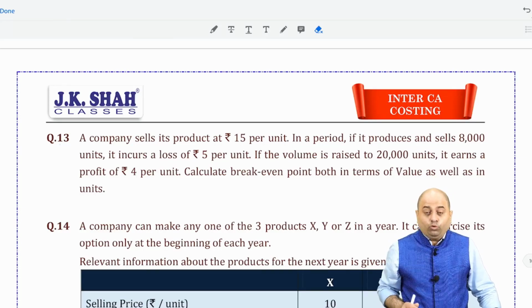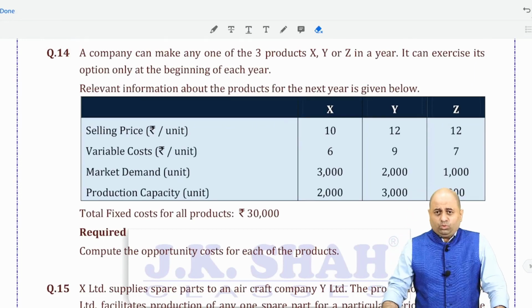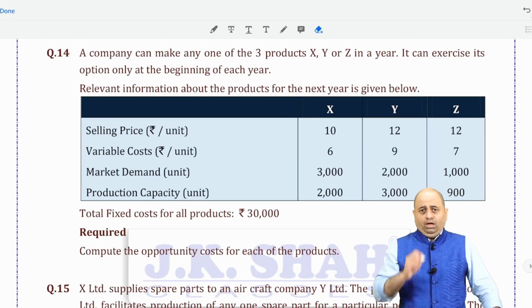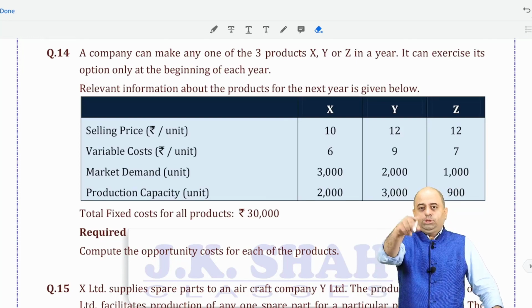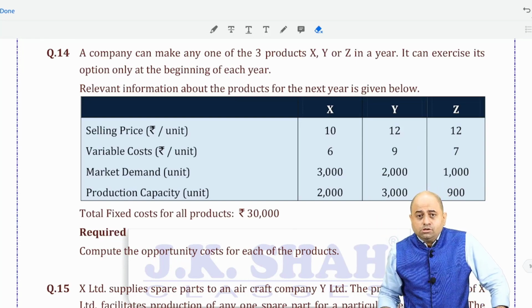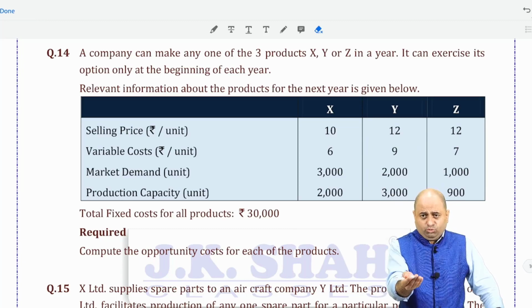Moving on to question 14. Very simple question. I don't deny that. But as always, few points. You first simply calculate contribution per unit under all three. They have asked to calculate opportunity cost. I agree. But at least first listen to me.